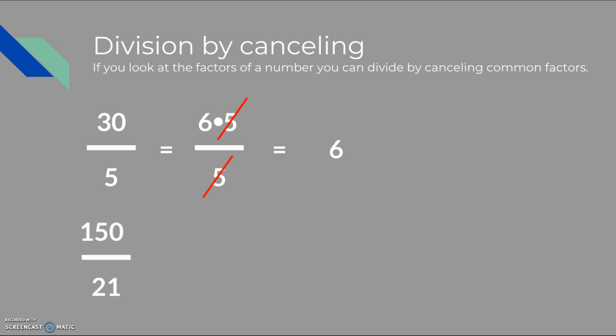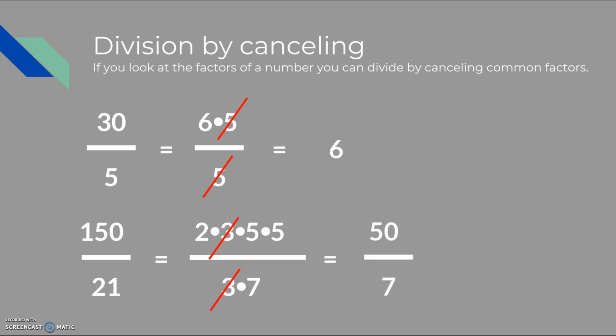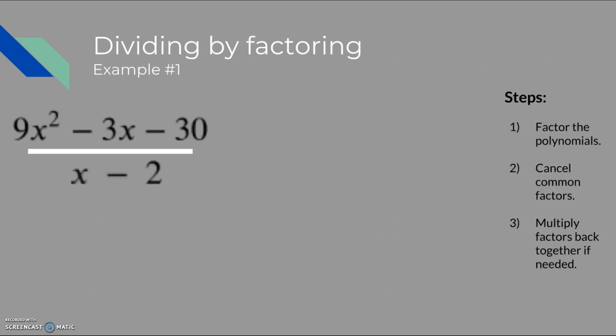If I have 150 divided by 21, and I break 150 and 21 into factors, I notice they have a common factor of 3. If I cancel that factor of 3 and multiply everything back together, I get a simplified fraction of 50 over 7. So how does that relate to polynomials? Well, let's look at this polynomial right here.